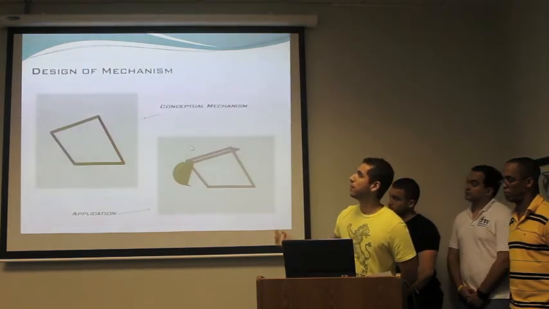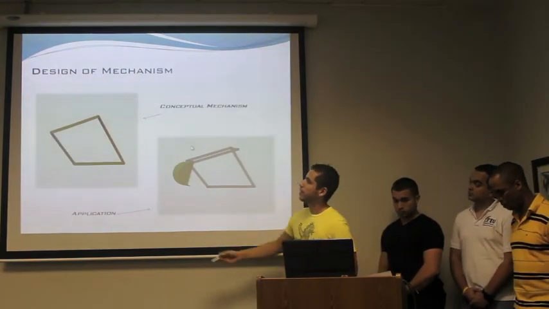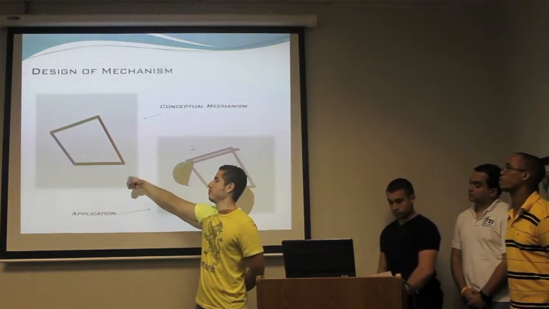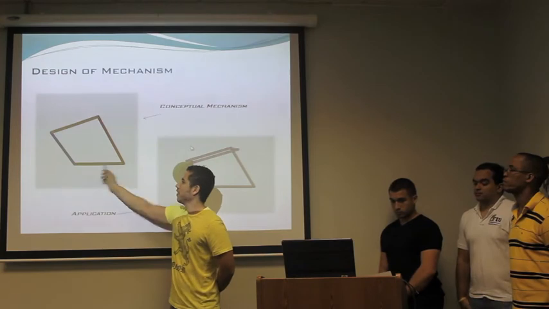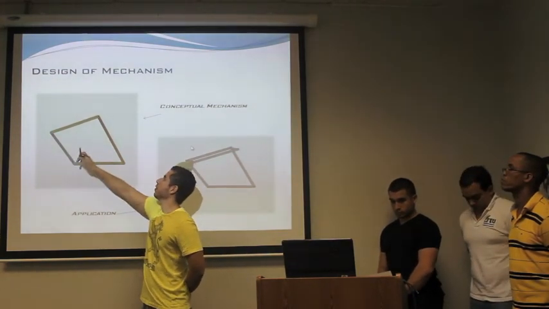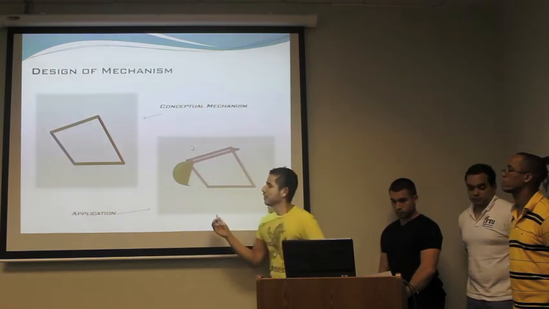Then for the second project, this is the four-bar mechanism. This one was built based on the calculations that were made. Here we have link 1 that is attached to the ground and is fixed. Then we have link 2, link 3, and link 4. And here is the application.